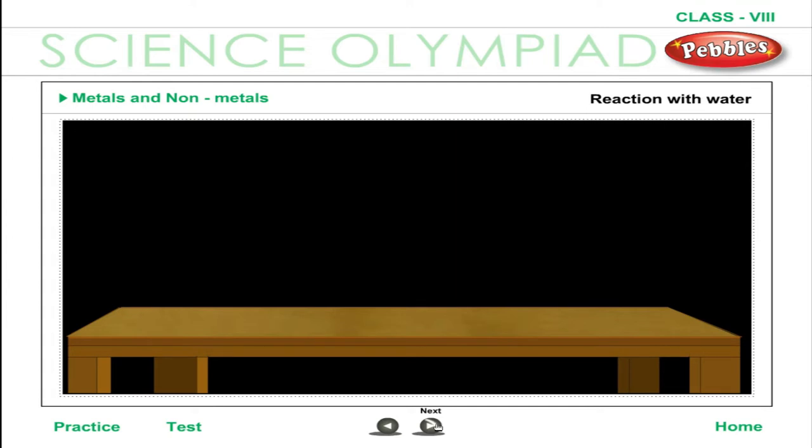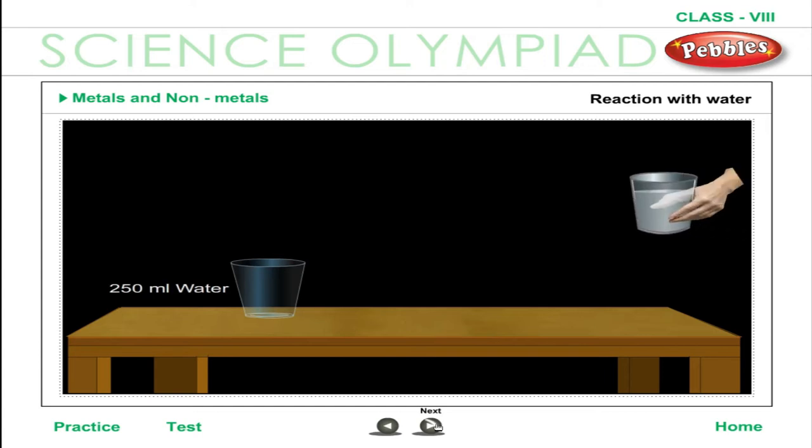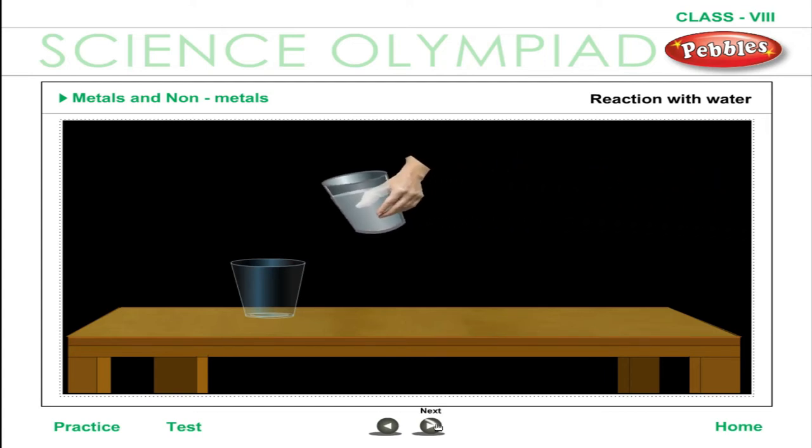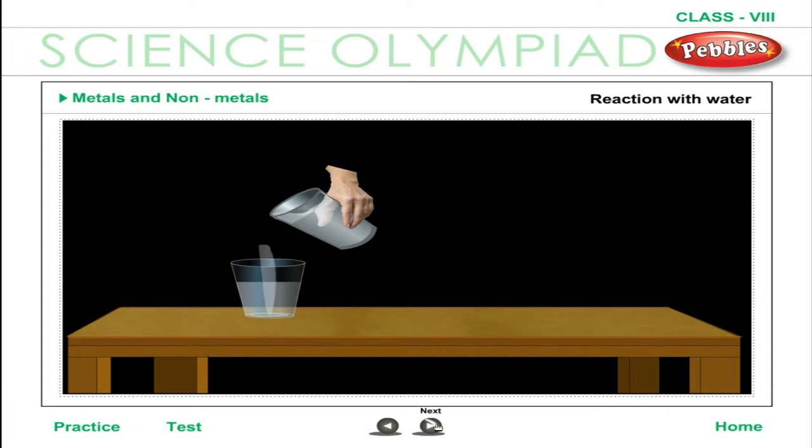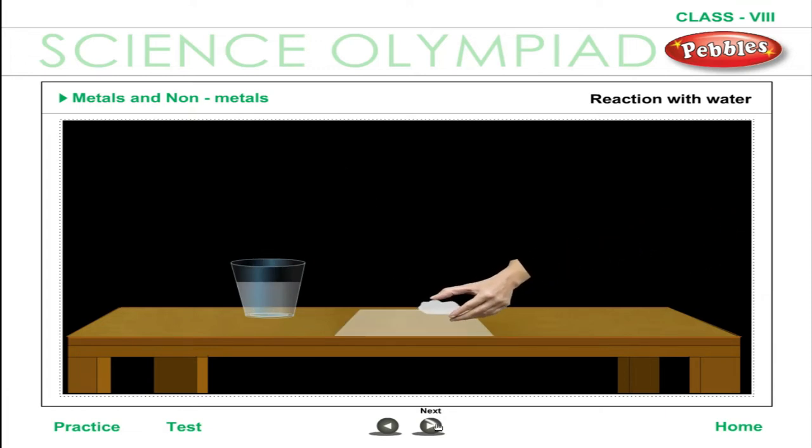Reaction with water. Let us see how metals and nonmetals react with water. Take a 250 ml beaker or a glass tumbler. Fill half of it with water. Now, carefully cut a small piece of sodium metal. Dry it using filter paper and wrap it in a small piece of cotton. Put the sodium piece wrapped in cotton into the beaker.